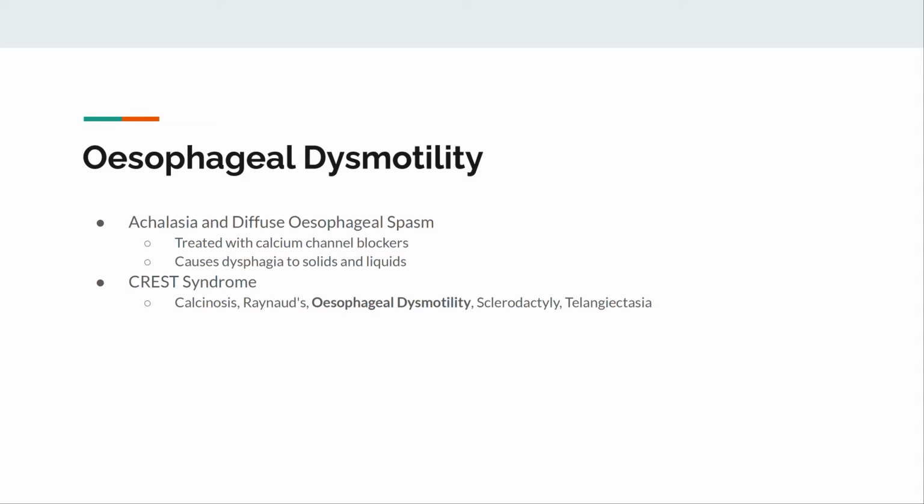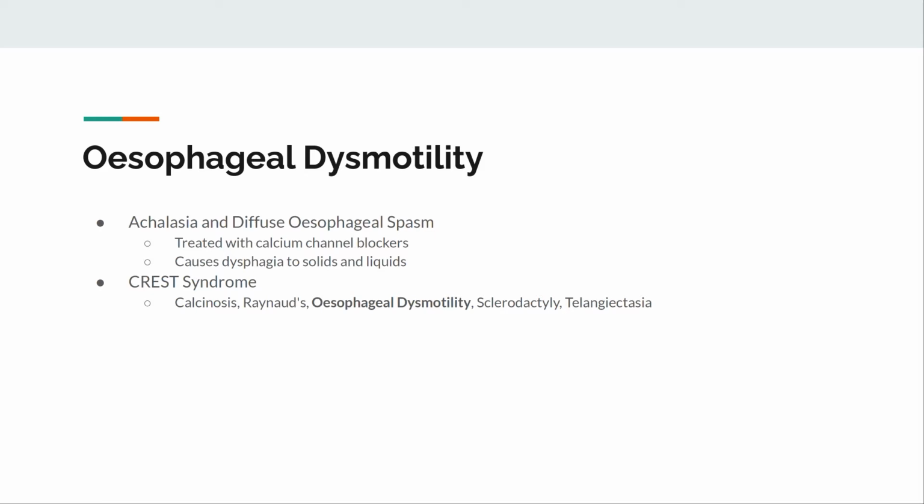Esophageal dysmotility. So this was the one we talked about with dysphagia as the primary complaint, where it's dysphagia to both solids and liquids. You've got achalasia and diffuse esophageal spasm, which can both be treated with calcium channel blockers. And then there's an interesting syndrome called CREST, and there's a family of conditions called sclerosing conditions. So scleroderma is the umbrella term that includes systemic sclerosis and CREST syndrome, which I think is called a limited sclerosis. Yeah, it's the one that isn't everywhere.